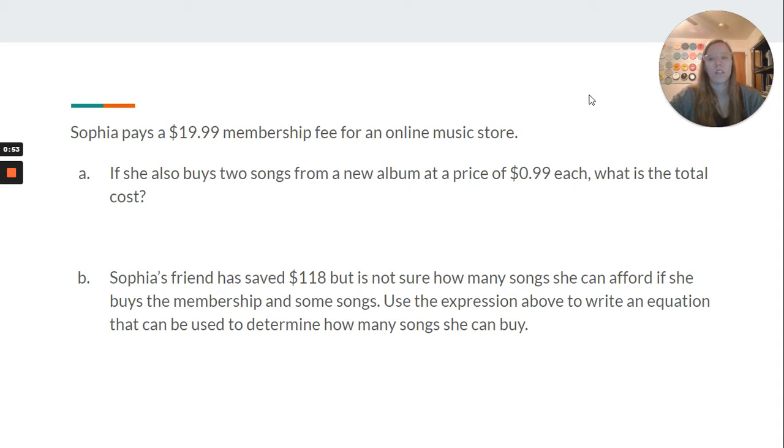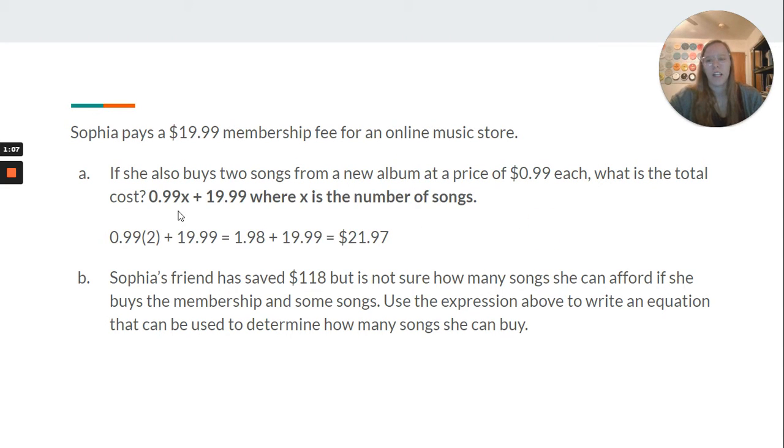So now let's do a little more looking. So Sophia pays a $19.99 membership fee for an online music store. If she also buys 2 songs from a new album at a price of 99 cents each, what is the total cost? So 0.99x plus 19.99, where x is the number of songs. So she got 2, so that's 1.98, plus 19.99 is 21.97.